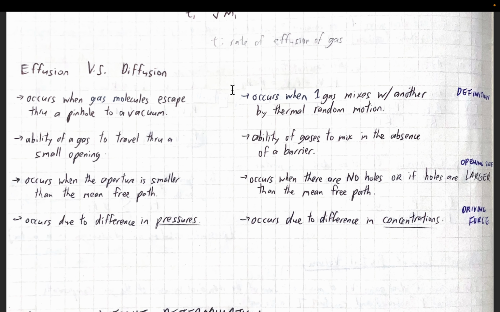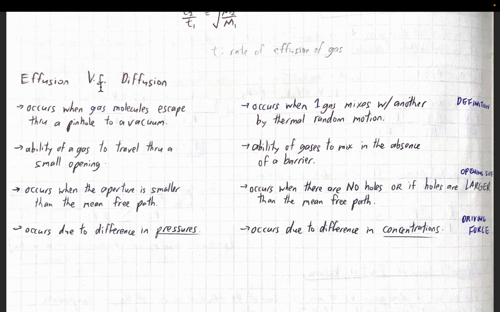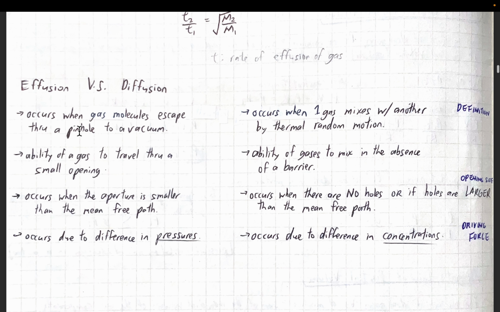Effusion versus diffusion. So this is where they are different. Effusion occurs when gas molecules escape through a pinhole. So, for example, perfume. So there's a pinhole, no? You spray. So as simple as that. Diffusion is what happens after spraying. This is when one gas mixes with another by thermal random motion. That's when the amount that you sprayed spreads through the air, no? So yeah, let's go back to effusion.